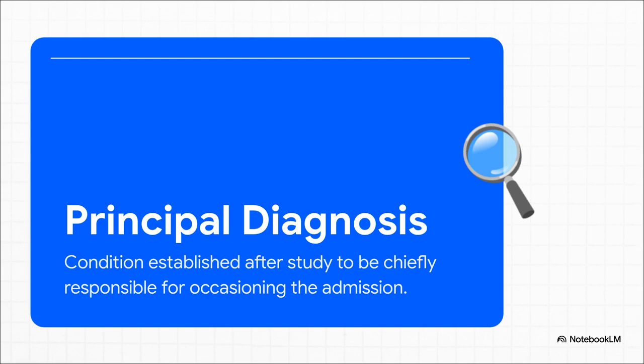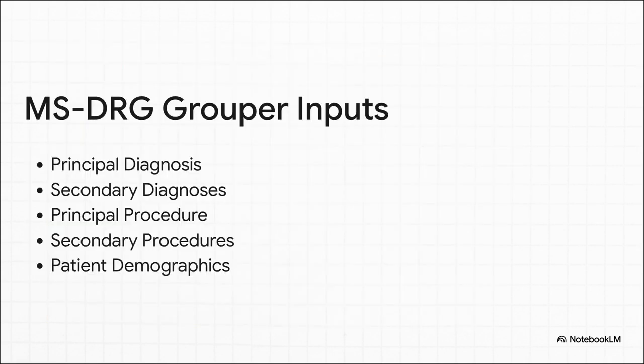This is so vital to grasp because the PDX completely dictates the major diagnostic category, or MDC. It basically routes the patient into a very specific structural branch of the DRG tree. But the principal diagnosis isn't the only ingredient in the mix.